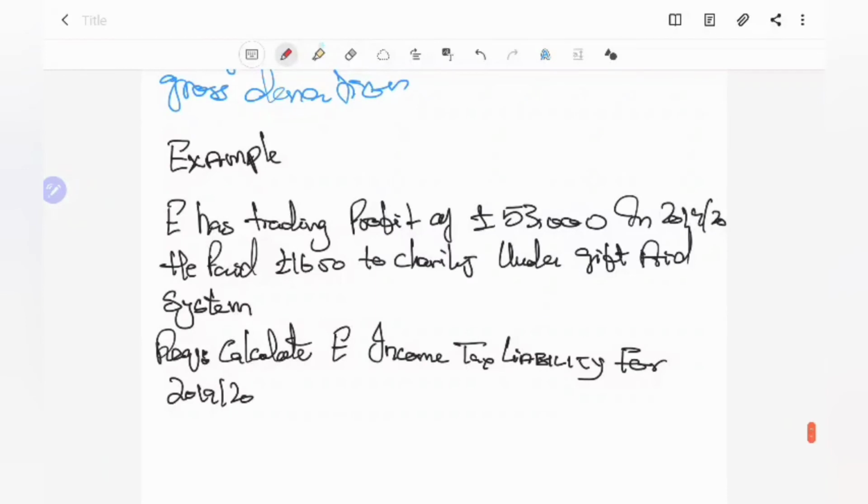So E has trading profit of £53,000 in 2019-20. He paid £1,600 to charity under the gift aid scheme. Required: calculate E's income tax liability for 2019-20. Now let us do the example.